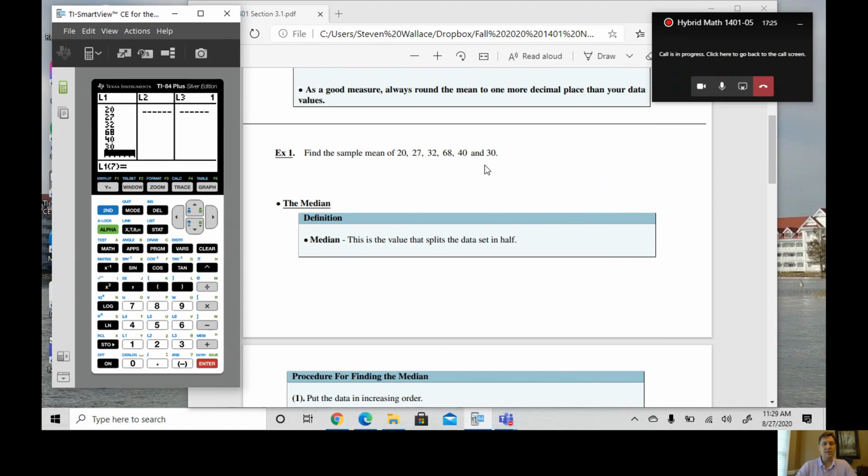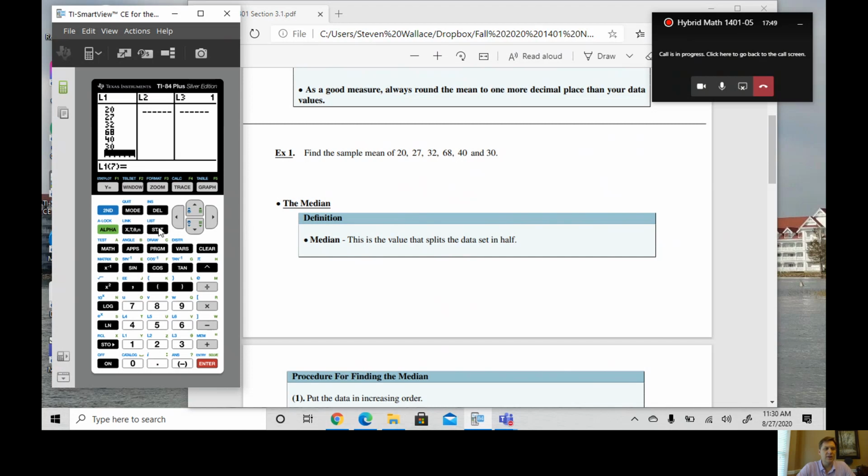If you were going to do these things by hand to find the median, you would have to put them in ascending order, from least to greatest. That's the biggest mistake with that. The median is the one in the middle, or in this case, there'd be two in the middle, so you take the average of the two in the middle. This is not necessary if you use the calculator.